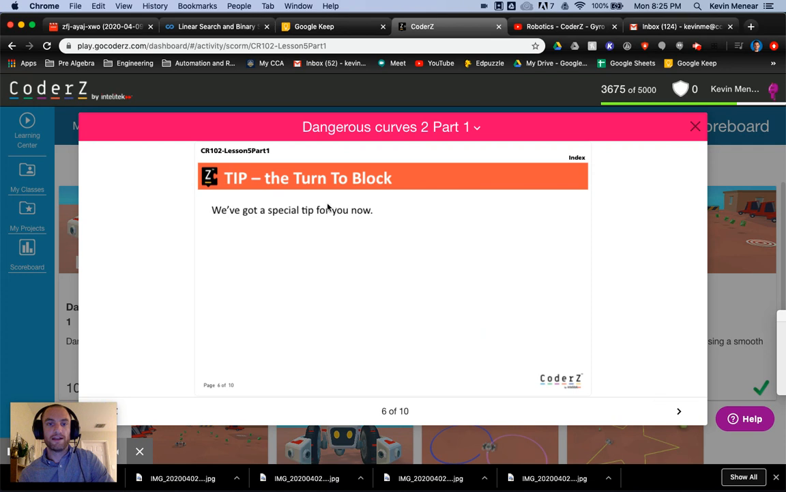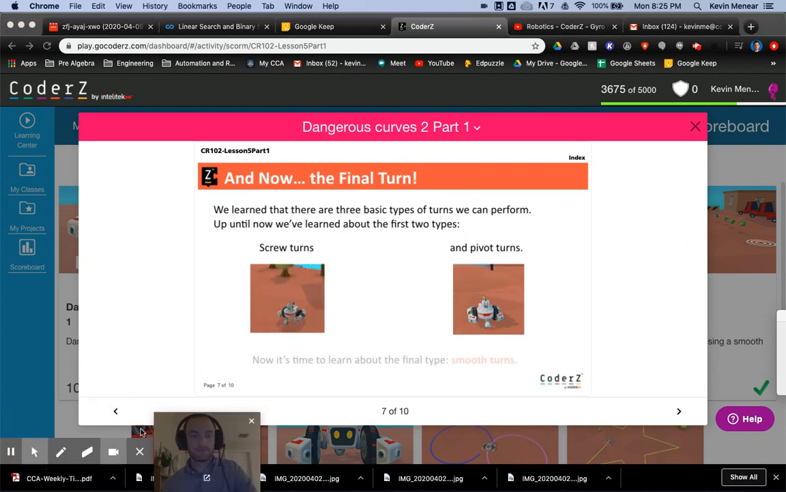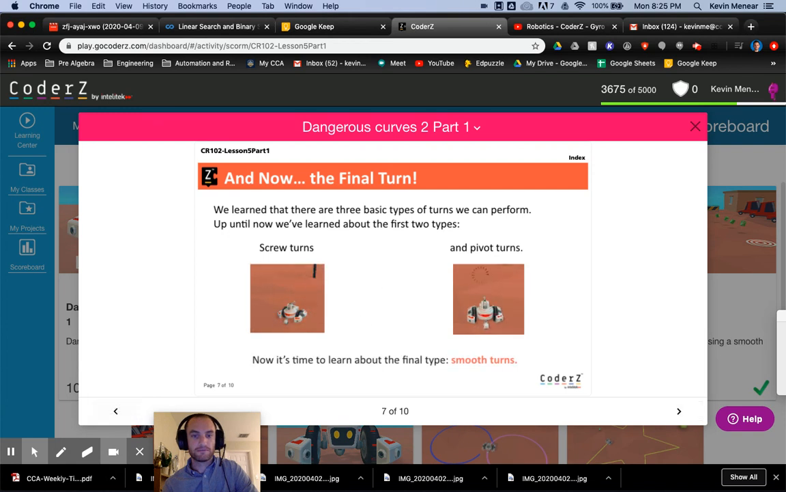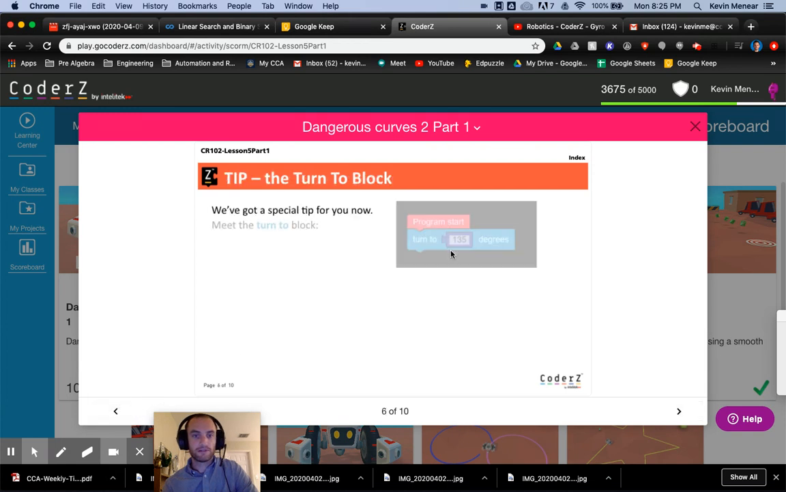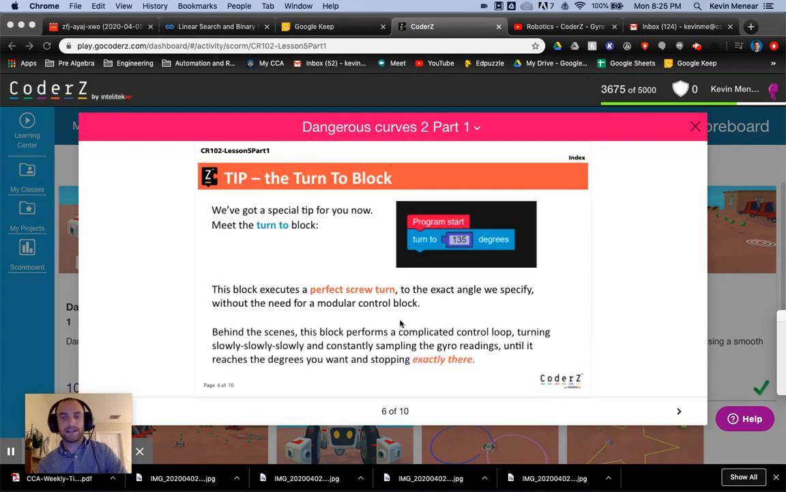So what do we have now? The turn to block. So how does this work? A tip for you now. Meet the turn to block. Okay, turn to 135 degrees. This block executes a perfect screw turn to the exact angle we specify without the need for a modular control block. Behind the scenes, this block performs a complicated control loop, turning slowly, and constantly sampling the gyro readings until it reaches the degrees you want and stopping exactly there.